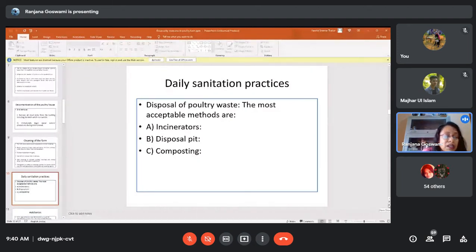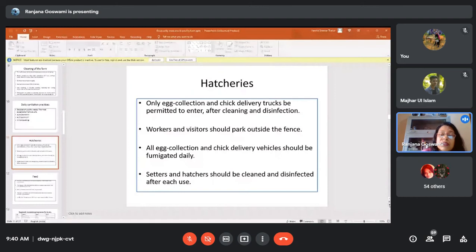the poultry farm, and then next is the hatchery. Hatcheries are another important part. What are the biosecurity measures that you're going to take? Only egg collection and chick delivery trucks should be permitted to enter after cleaning and disinfection. Workers and visitors should park outside the fence. All egg collection and chick delivery vehicles should be fumigated daily. Setters and hatchers should be cleaned and disinfected after each use.